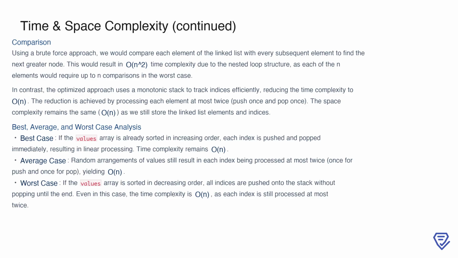Breaking it down further, in the best case, where the values array is sorted in increasing order, each index is pushed and popped immediately, resulting in linear processing. For average cases, with random arrangements of values, each index is still processed at most twice, maintaining O(n). Even in the worst case, where the array is sorted in decreasing order, the stack holds all indices until the end, but the time complexity still remains O(n).